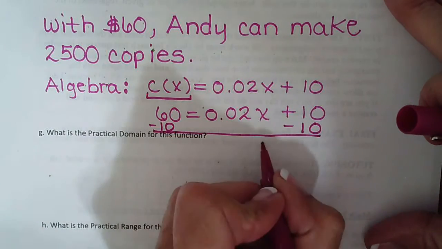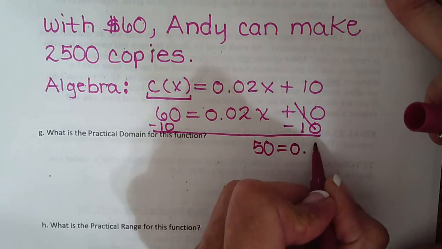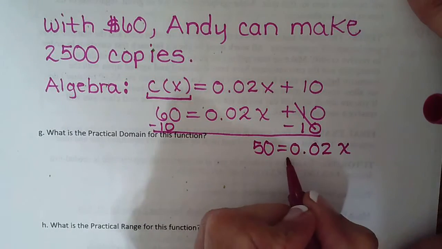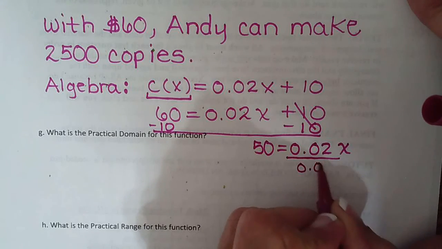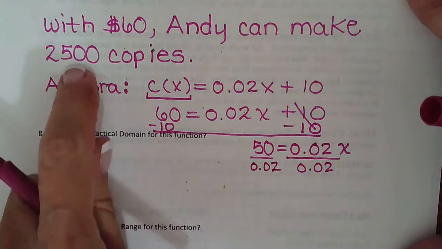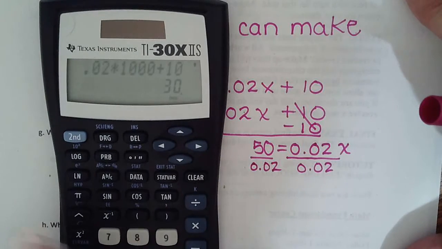So then I have 50 equals 0.02X. So we always divide by what's in front of the X. So 0.02, and let's see if we get the same answer. We should, right? If it's a table or if it's the equation, you should.